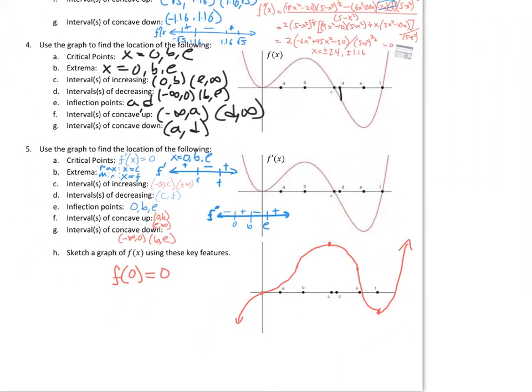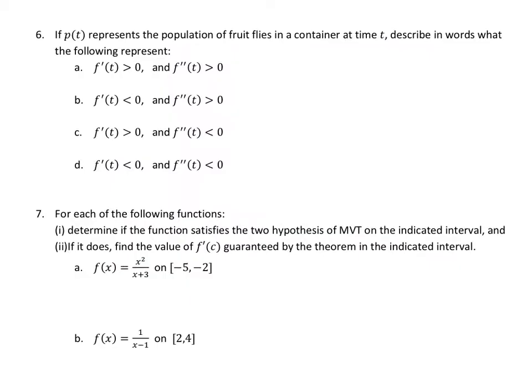All right, so there's a couple problems going from a graph to the information, the special values. So here we got a function P of t that represents a population of fruit flies in the container at time t. And so we want to describe what's going on here, okay? And so here we have some descriptions. Well, these are all F's. Let's call this F, all right? So what's going on here?